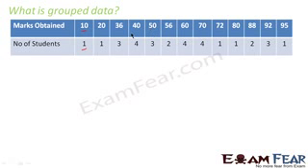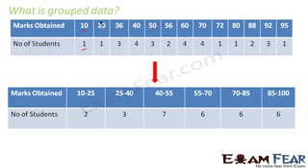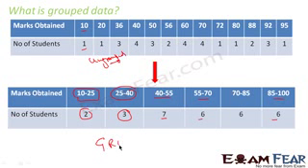We want to group the data. So to group the data, what will we do? We will create classes. For example, 10 to 25 is one class, and in this class there are 2 students. 25 to 40, there are 3 students. 45 to 55, 7 students. 55 to 70, 6 students. 85 to 100, 6 students. So this was ungrouped, normal data, and we converted it into group data.